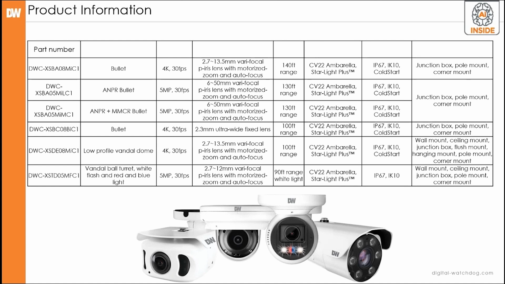And these are bullet style cameras. Okay, we have another bullet that's 4K, ultra wide lens. So that's the one here on the left. All right, a small vandal dome, low profile vandal dome, and then the turret camera with the red, blue light. So we have a line of cameras. We're going to be adding more of this, of course, and updating it. So, keep an eye out for that.